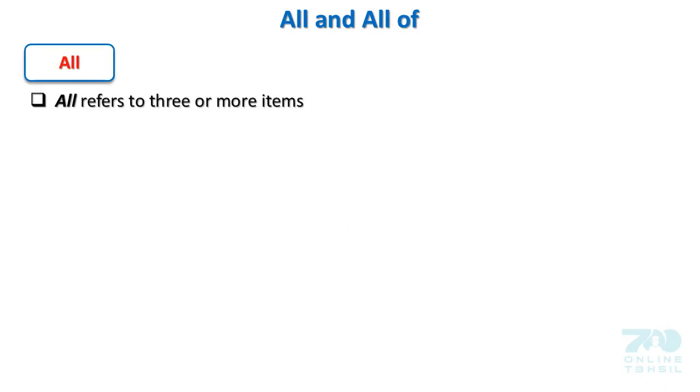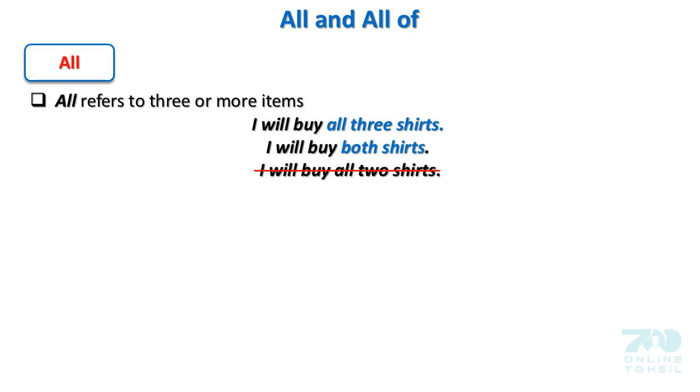All and all of. All refers to three or more items. Examples are given below. I will buy all three shirts. I will buy both shirts. Not "I will buy all two shirts".